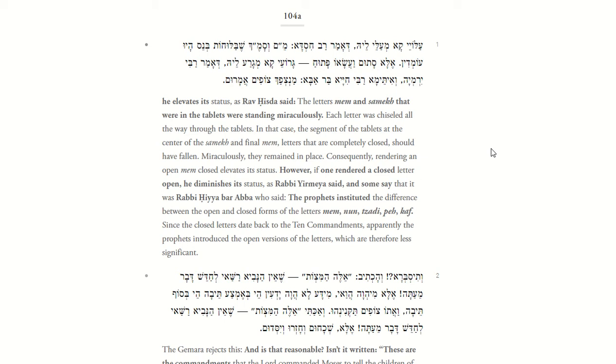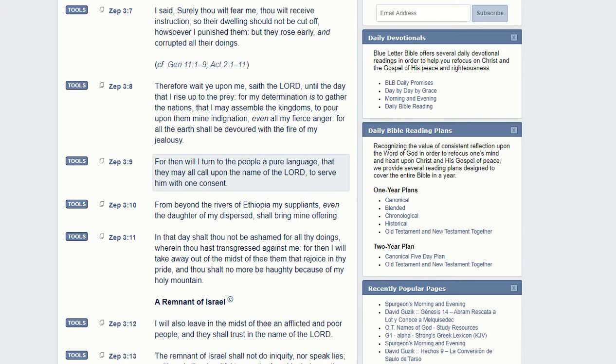We will go ahead, and I'm going to pull up Blue Letter Bible. Y'all know I love my Blue Letter Bible. I figured it would be really simple, a fun fact thing to show everybody. For those who don't know, Zephaniah 3:9 says, "For then I will turn to the people a pure language, that they may all call upon the name of the Lord to serve him with one consent."